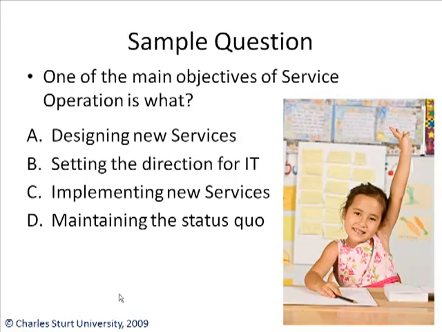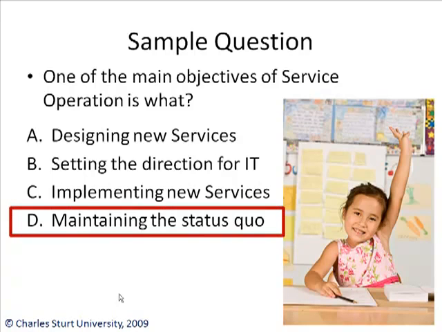Okay, of course the answer is maintaining the status quo. We want to keep the IT services up and running so we can deliver the services to the users and customers out there and keep them happy. Of course, answer A, designing new services, is service design. Answer B, setting the direction, is more service strategy. And implementing new services is actually service transition. Really delivering the services to the end users is what service operation is all about.